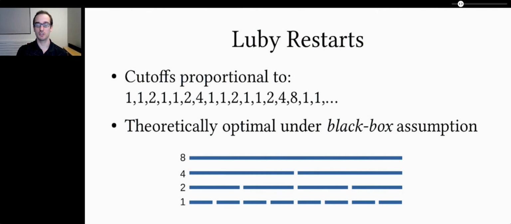If we reorganize this sequence, we can see that it has a kind of binary tree structure. To generate our adaptive restart algorithm, we're going to relax this black box assumption. We're going to use this binary tree structure, and we're also going to run searches concurrently rather than sequentially.